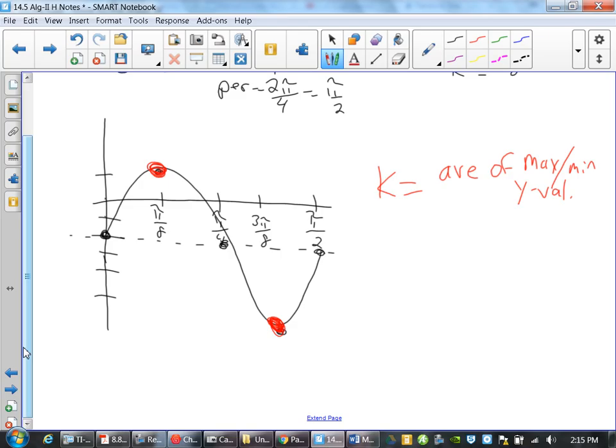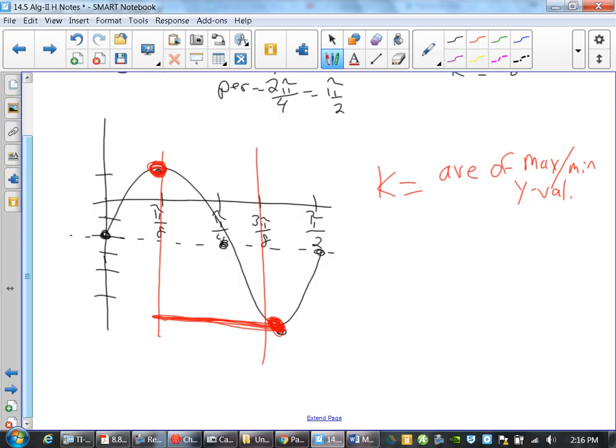The other thing that happens is that between your maximum and your minimum horizontally, this distance from here to here is half your period. So the distance between the maximum and the minimum is always going to be half your period. If I look at this, going from 1/8 to 3/8 is how far? A quarter. So that's a quarter, and if I double it, what do I get? What's my period? It's pi over 2.